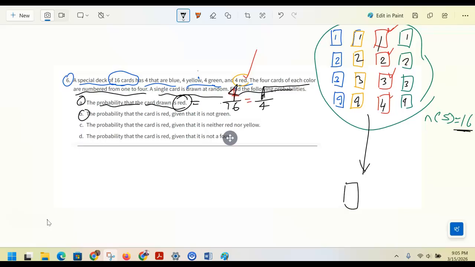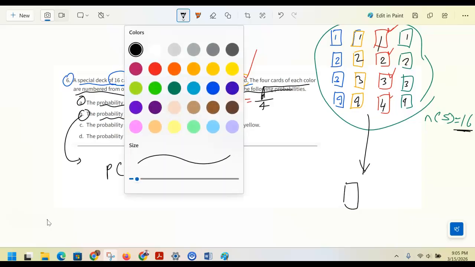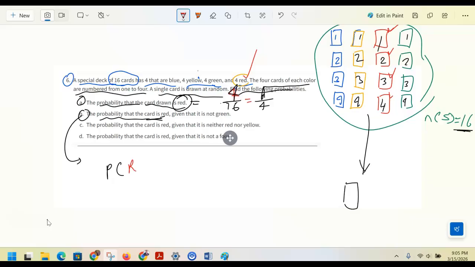Let's redo B. What B says, find the probability that the card is red. So I'm going to write probability that the card is going to be a red card, knowing that it's been given to you that the card is not green. That means when you pull out the card, let's say this card is not green. So what is the meaning of not green? Basically it means the rest of the other non-green cards.